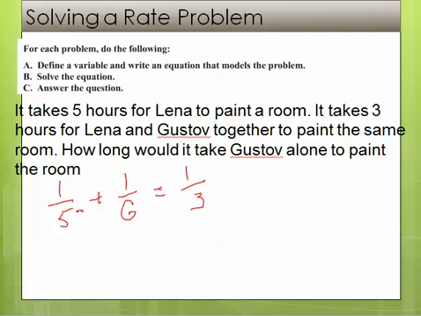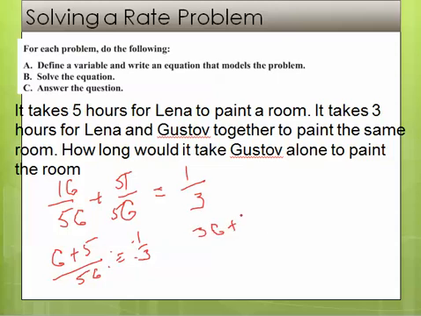Common denominators. Okay, 5g plus g up here, and 5 and 5g. Add these together, and I get g plus 5 over 5g is equal to 1 over 3. Cross multiply, and I get 3g plus 15 is equal to 5g. And I subtract the 3g from both sides. I get 15 is equal to 2g. And I divide by 2. Gustav is equal to 7.5 hours.